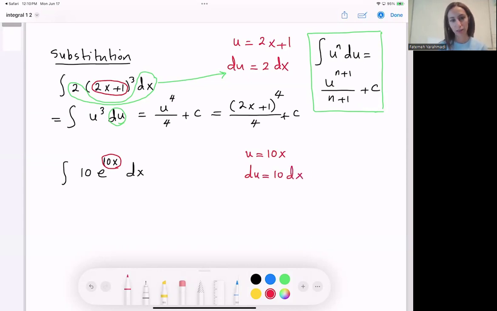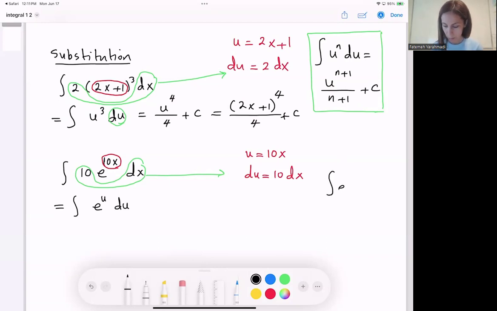Perfect. So take a look. We have all the missing information here. This is 10 dx, which is equal to our du. So this integral is equal to the integral of e to power u du. But remember that the integral of e to power u du is equal to e to power u plus constant of integration. So this is the formula that we learned for exponential function.